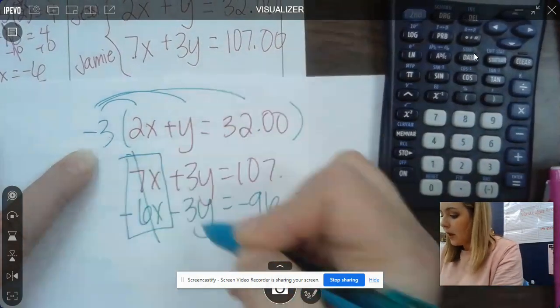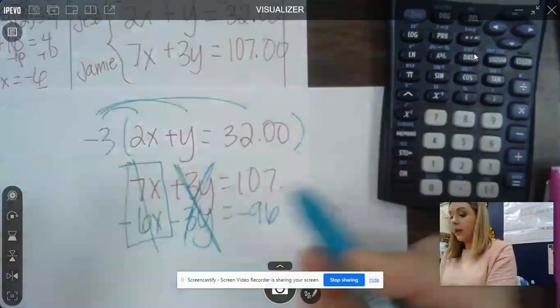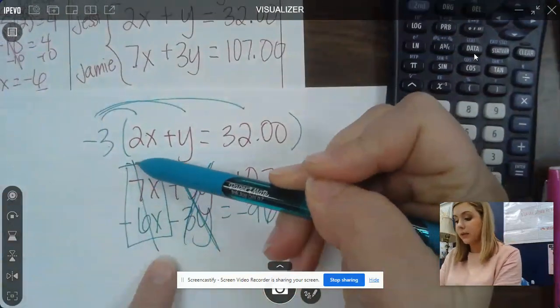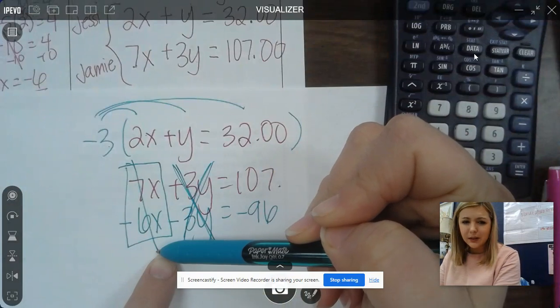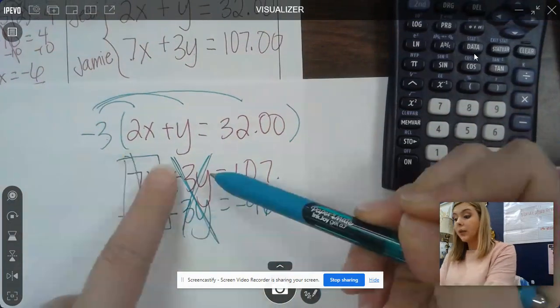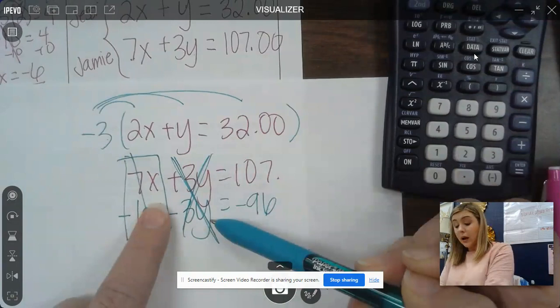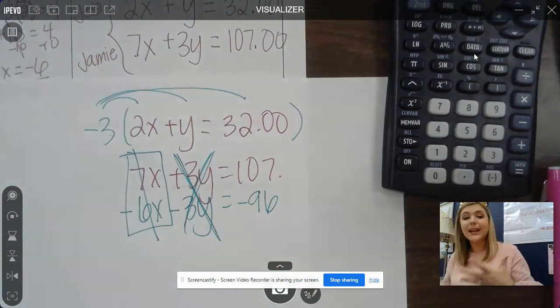I didn't mean to draw a line through that. I'm going to cancel this. It's a good example, honestly, if you make a mistake here. That doesn't equal 0, right? We can't cancel something that doesn't equal 0. We want to cancel 3y plus a -3y because that equals 0. That's the whole point of eliminating.